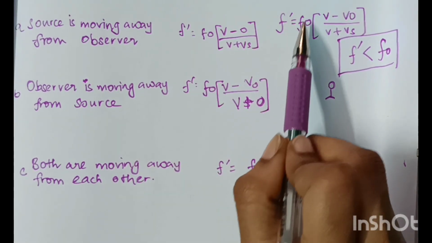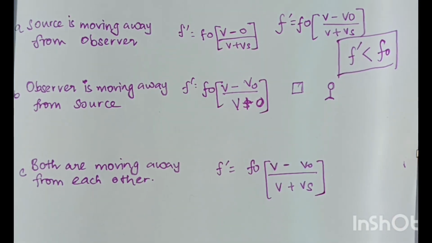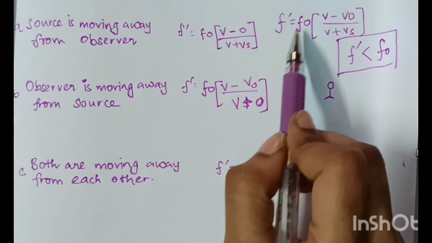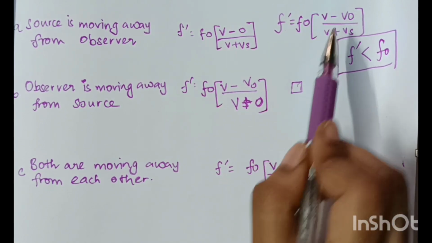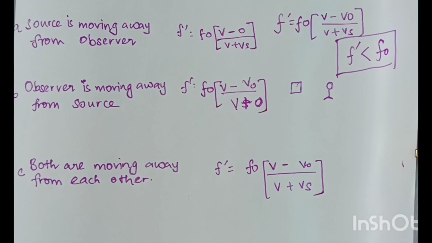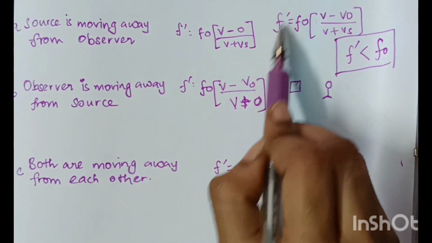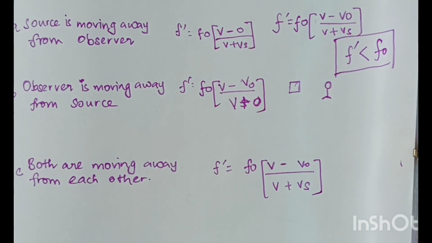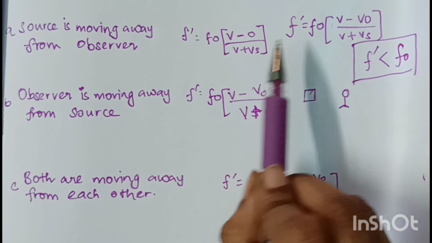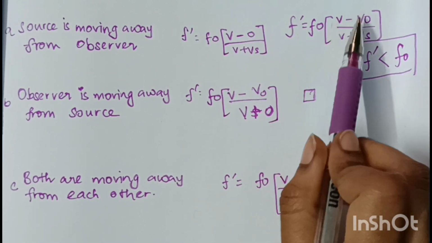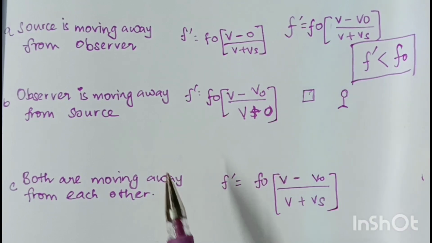Now f dash equals fo into (v minus vo) by (v plus vs). So for f dash to be lesser than fo, we have to make the numerator decrease and the denominator increase, so that we bring this value to lesser than 1, so that f dash is lesser than fo. I hope you are getting the reason why I am saying that.